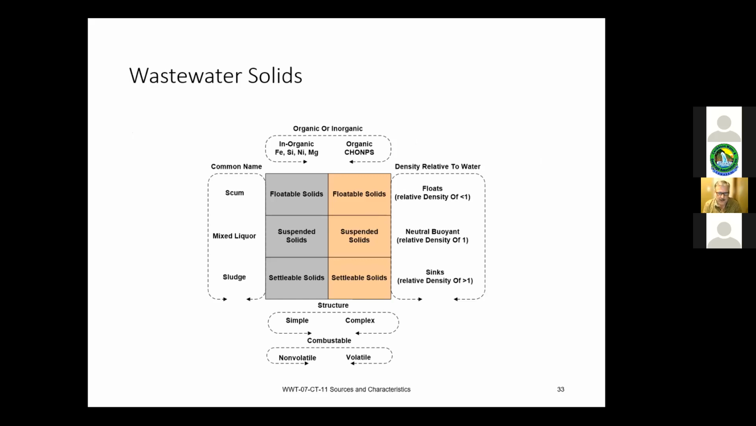This is just a chart for your information. Basically, you have floatable solids referred to as scum, suspended solids referred to as mixed liquor, and settable solids referred to as sludge. All of these can be a combination of inorganic and organic solids. Hopefully, most of them are organic, so you can treat them with the treatment process, and the inorganics have been removed at some point prior to your treatment plant.